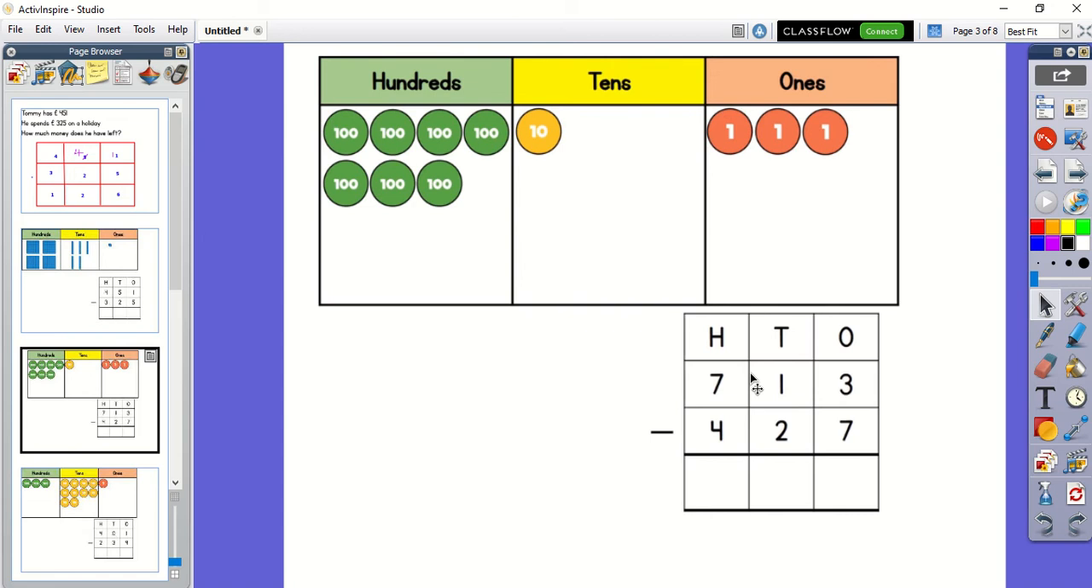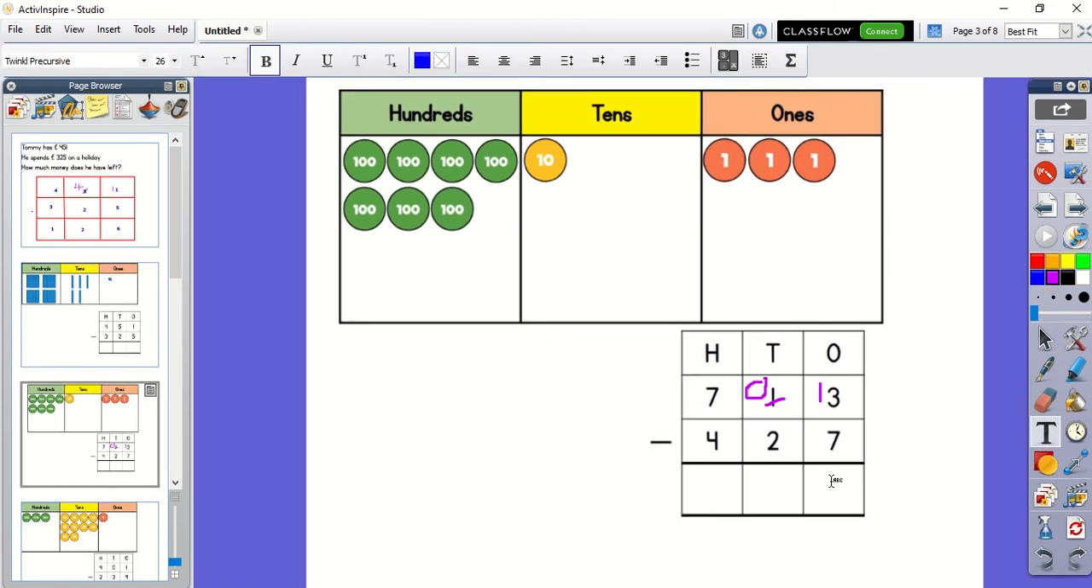And welcome back if you paused. So this time we've got 713 take away 427. So, as you all have noticed, we haven't got enough 1s. So I'm going to borrow a 10. So I've now got no 10s left. But I've got 13 1s. And we'll fix the 10 situation in a minute. So 13 take away 7 gives me 6.